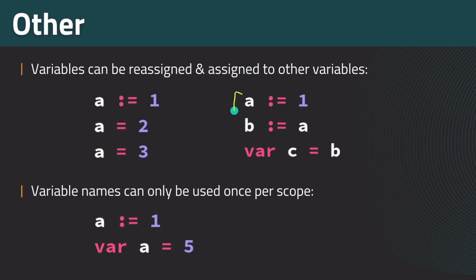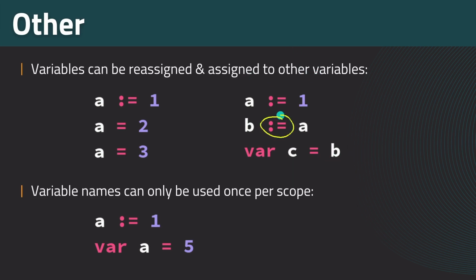Over here on the right, we have A equal to 1. We then create a new variable B, and we assign it to the value of A. So B will be 1 because 1 is inside A, and since 1 is in A, 1 will now be in B. And we can also use the var keyword to create the variable C and just assign it to B, which will also be 1.